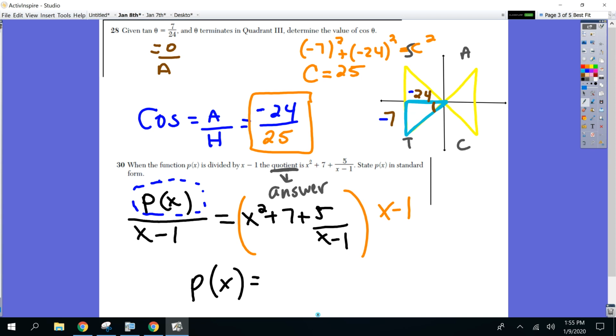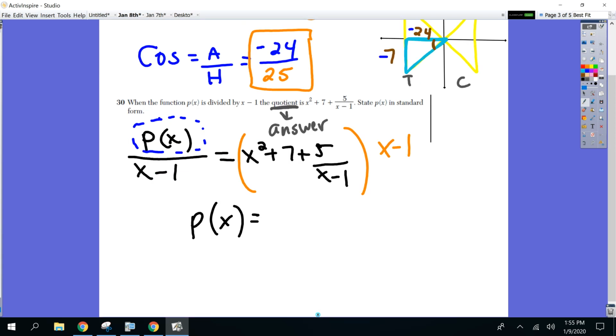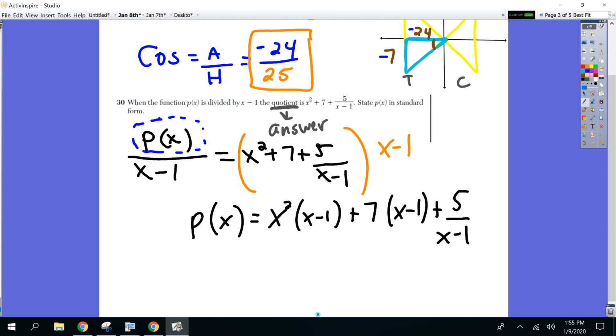Okay, you ready for this right side? Everything's going to get multiplied by x minus 1. Everything inside. So I'm going to take this step by step with you. Ready? X squared is going to get multiplied by x minus 1. The 7 is going to get multiplied by x minus 1. And the 5 over x minus 1 is also going to get multiplied by x minus 1.